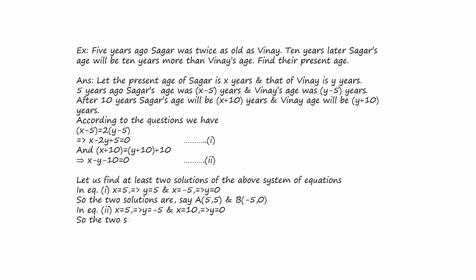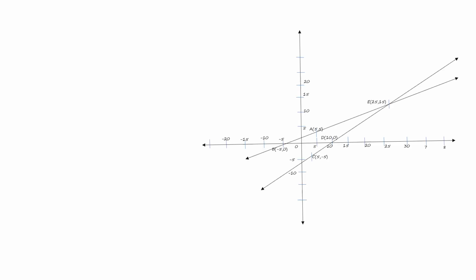And in equation 2, when x equals 5, y equals minus 5, and when x equals 10, y is 0. So the 2 solutions are, say, C (5, minus 5) and D (10, 0). Now let us put these points A, B, C, D in the graph. From the graph it is clear that both the lines AB and CD intersect each other at the point E.